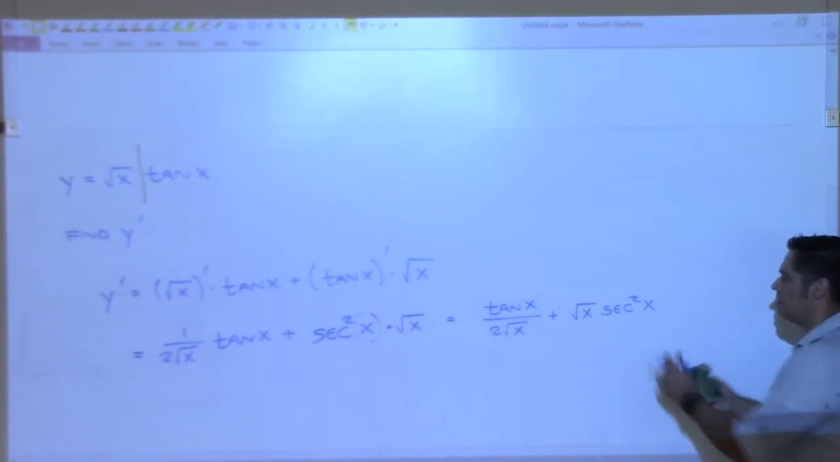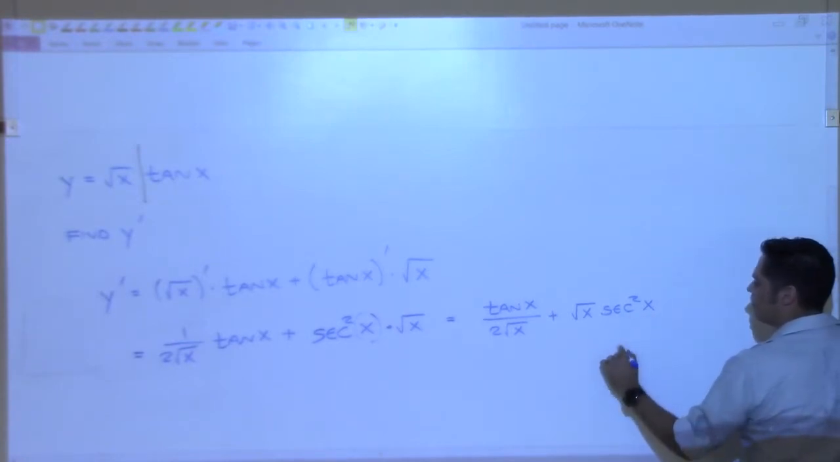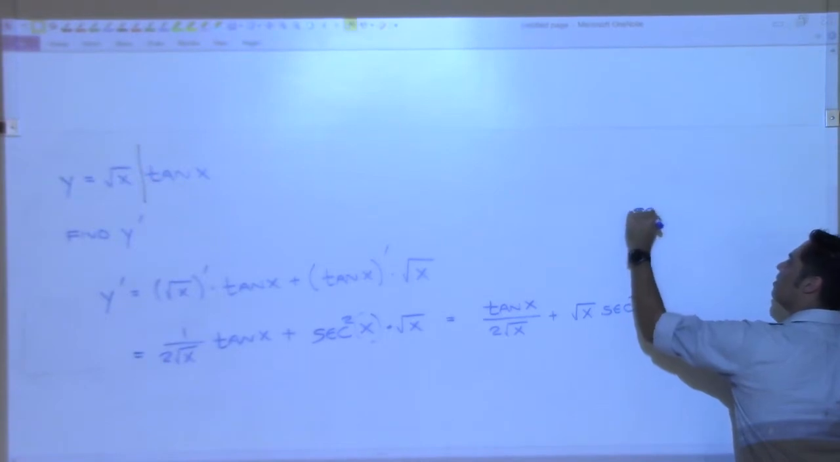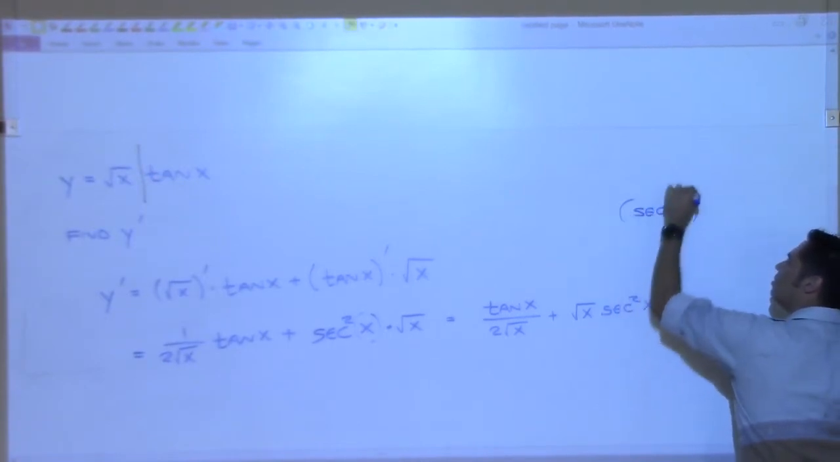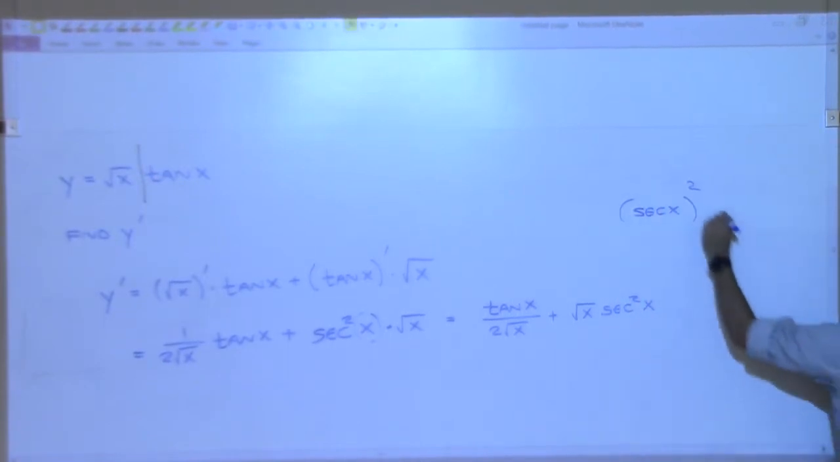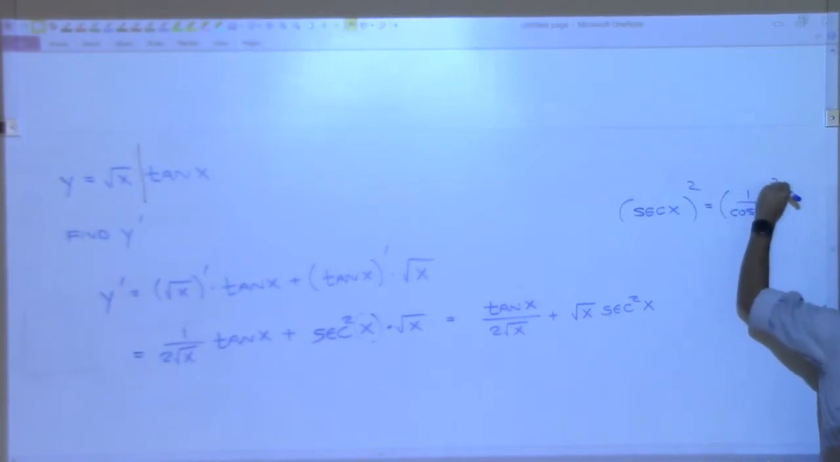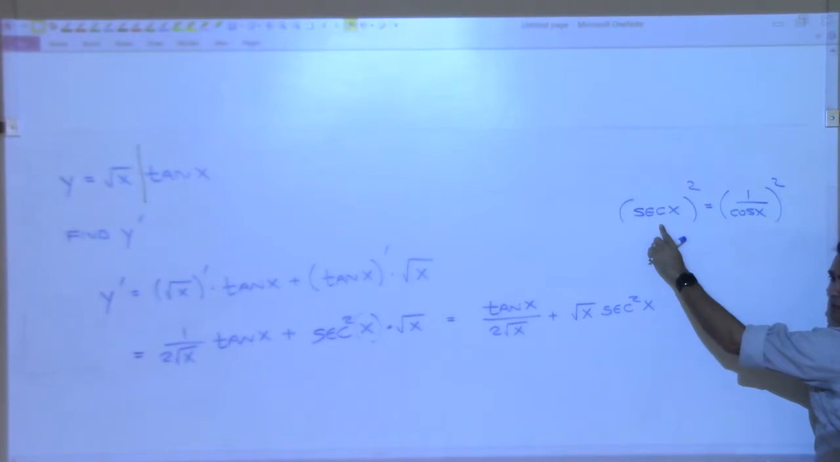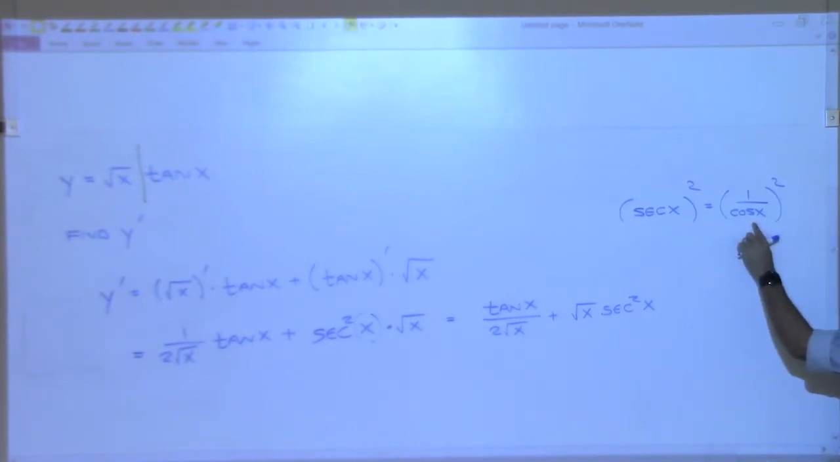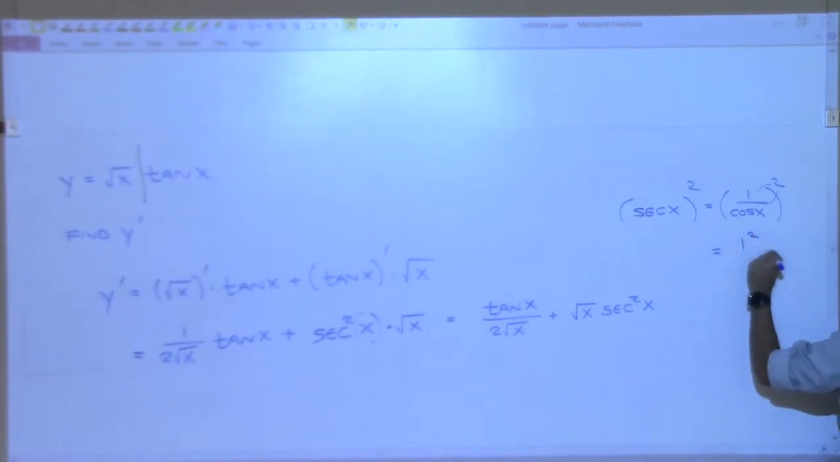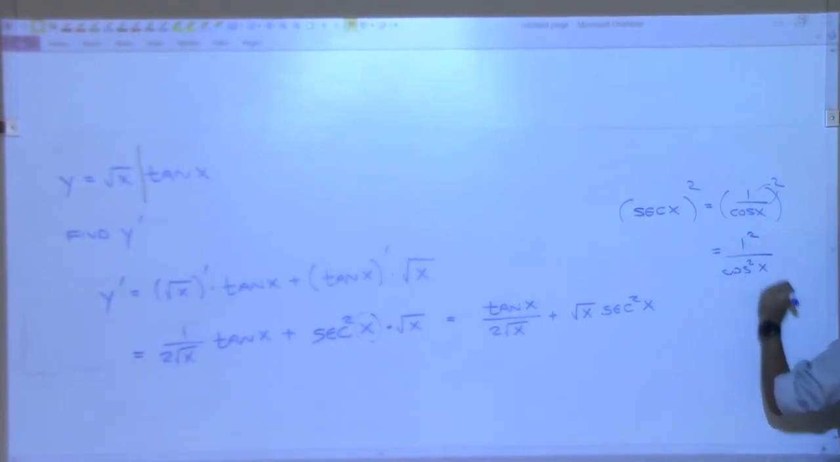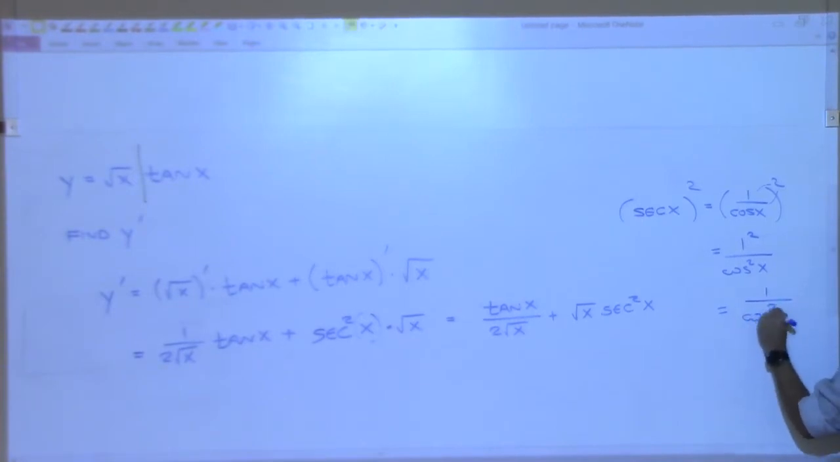Secant squared, just so everyone's clear on this, really means secant x squared, right? But that really means 1 over cosine x squared, because secant is 1 over cosine from pre-cal. And then when you square a fraction, you can square the top and bottom. So that's actually 1 squared over cosine squared x. And when you square 1, you just get 1. So this is secant squared x, right?